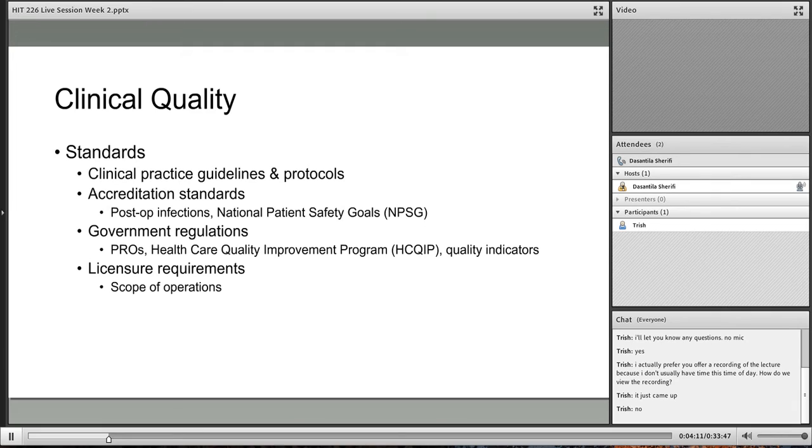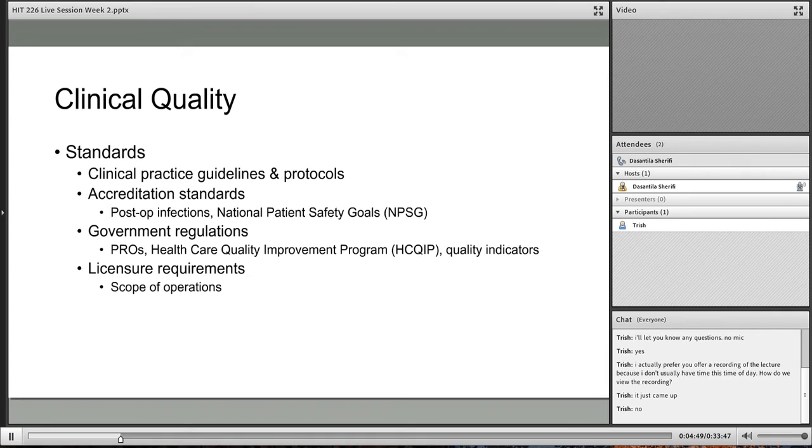Accreditation standards, they refer to anything that the accrediting agency imposes on the facilities. Things such as, you need to keep your post-op infections down. You need to establish patient safety goals so that your patients are safe. They're not falling out of bed all the time, or they are not acquiring an infection at the hospital, things of that nature. They're not getting a wrong site surgery. Let's say they have something in their left arm and then all of a sudden the right arm is operated on. Okay, so those are examples of those.